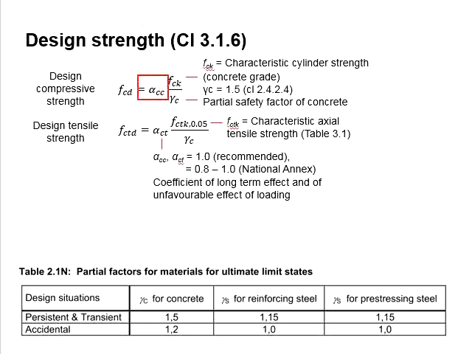The factors alpha cc and alpha ct represent the coefficients of long-term effects and of unfavorable effects of the compressive or tensile strength. These factors are normally assumed as 1.0, as recommended in Eurocode 2 Part 1. For more precise calculations, the National Annex can be referred to. The factor normally ranges between 0.8 and 1.0.